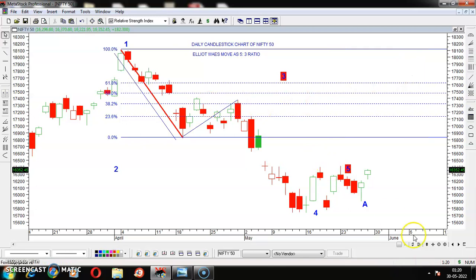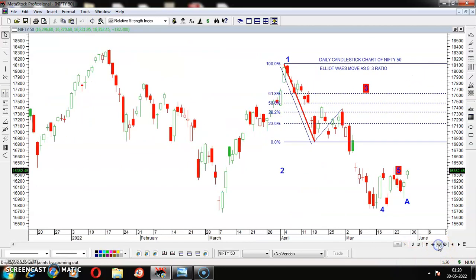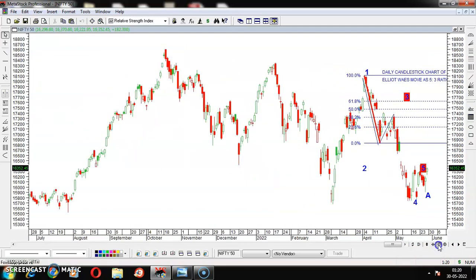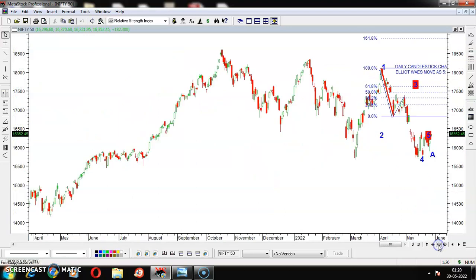So now, what is the 161.8% of the fast impulsive wave? It means you have to take a measurement from here to here, and accordingly you have to put the same measurement. Then you can easily find out the 161.8%.